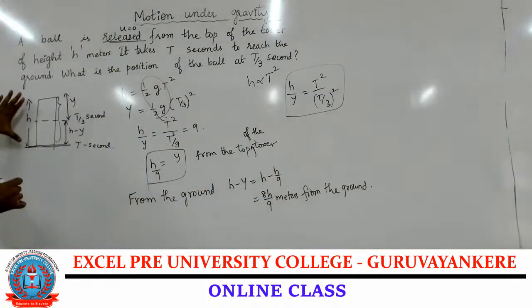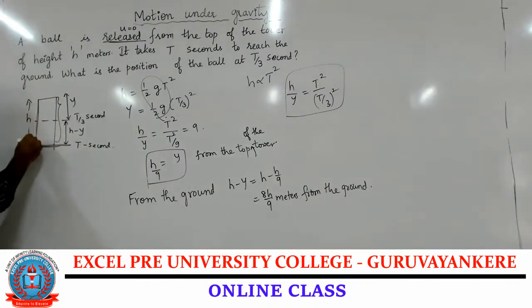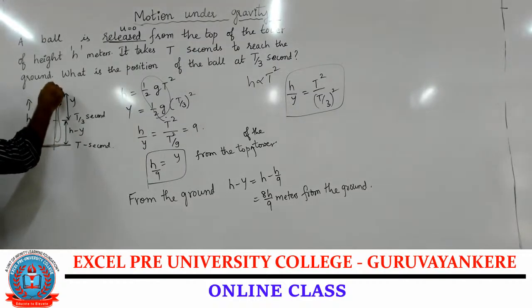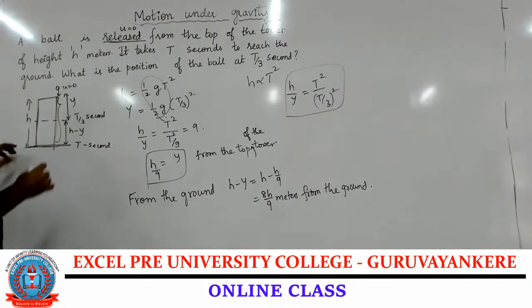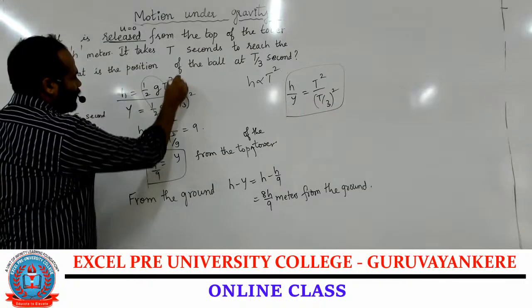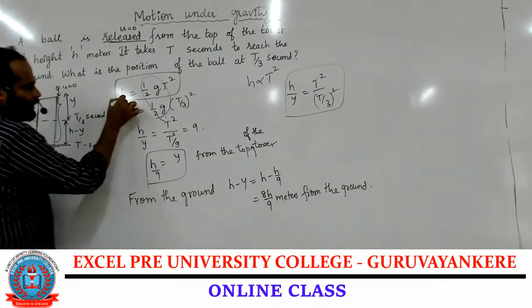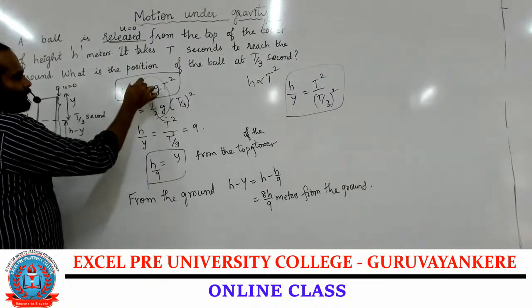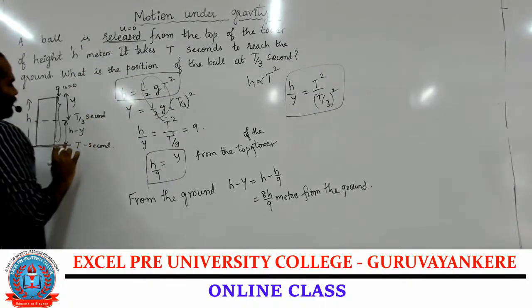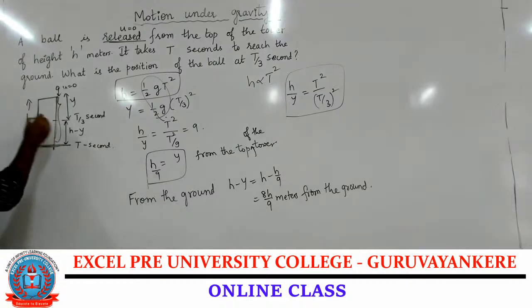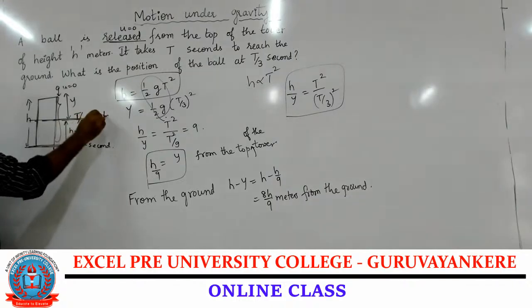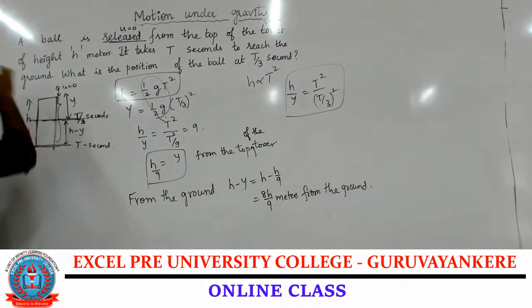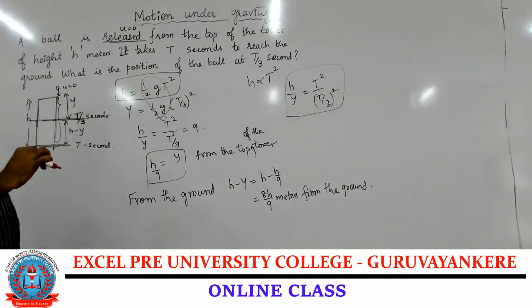So, I'll explain again. Listen once. From the top of a tower, a ball is thrown down, released down. So its initial velocity is 0. So it will hit the ground after t seconds. So what is the total displacement? Total displacement h is equal to half g t square, correct? Then after t by 3 seconds it will be somewhere here, no? It will be somewhere here after t by 3 seconds.